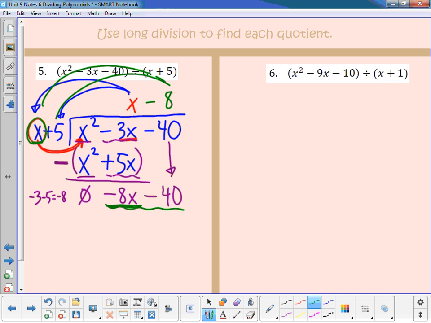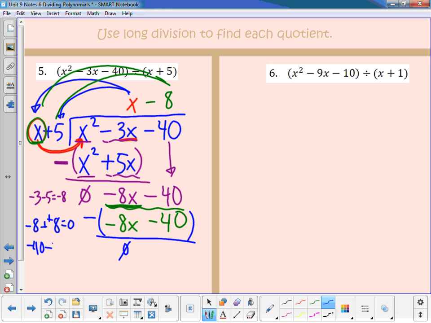Negative 8 times x is negative 8x. Negative 8 times 5 is negative 40. And again, we're subtracting both parts. So I have negative 8 minus negative 8. Well, we all know that minus a negative is plus. So negative 8 plus 8 is 0. Okay? And then the negative 40 minus negative 40, same thing.